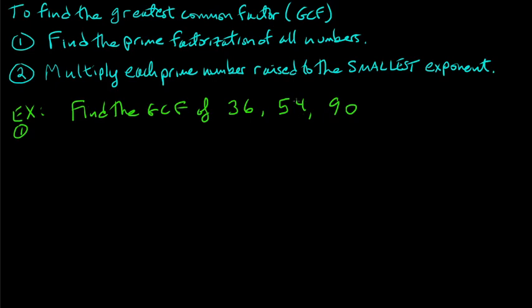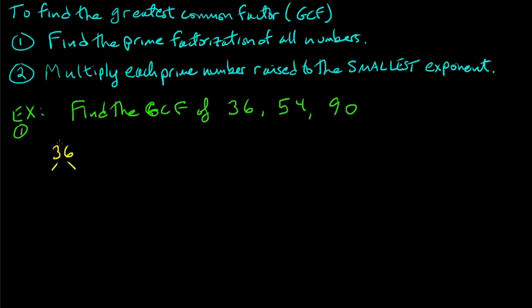Okay. Now, again, maybe some of you think it's obvious. Great, but let's do this step by step, right? So these are the three numbers. We want to find the greatest common factor. Okay, so let's start with 36.